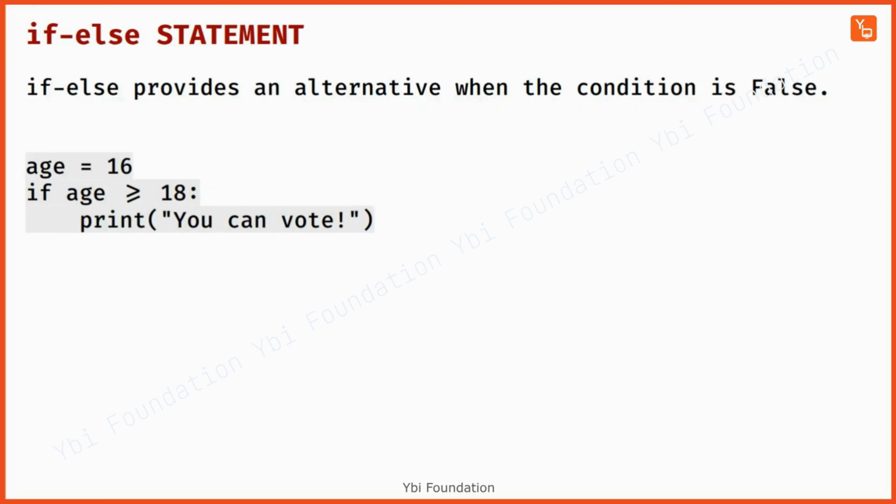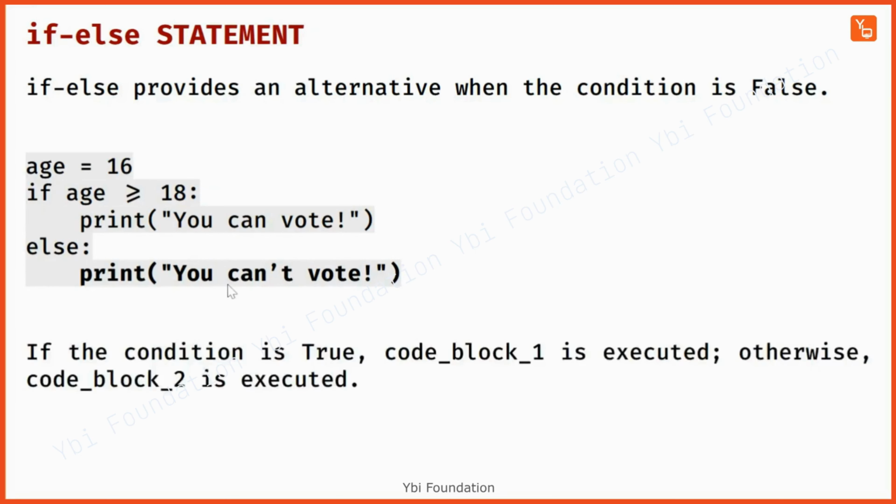So when we want an output even when the if condition is false, we use else as a keyword. Else followed by a colon, and then with indentation, print you can't vote. So we can clearly see that if the if block is false, then else will give us the output you can't vote. And in this case, we get the output you can't vote. So if the condition is true, code block 1 is executed. Otherwise, code block 2 is executed.